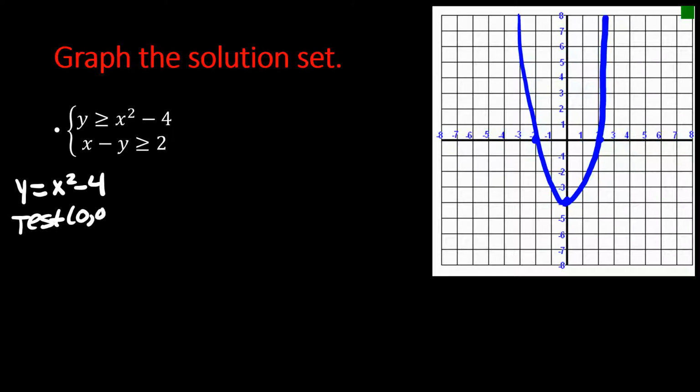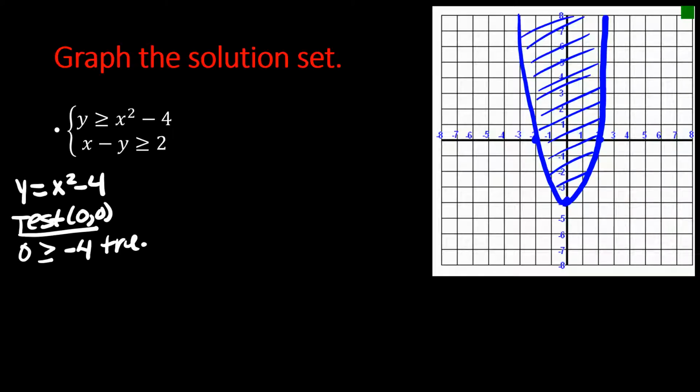Now let's test the origin, 0, comma 0. When we do that, we have 0 is greater than or equal to negative 4. And this is a true statement. So we're going to shade inside of the parabola where 0, 0 is located. That's called the cup of the parabola.